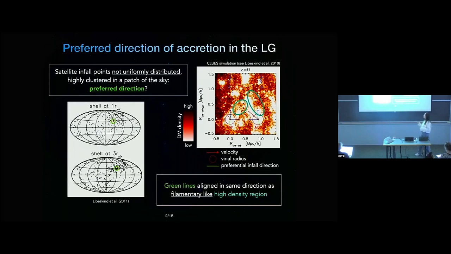And the second part is showing a density slice of a lambda simulation of the CLUES collaboration. I just want you to pay attention here to the green line for both M31 and the Milky Way. The green line corresponds to the direction of those circles in the sky maps. And we notice that they are pointing towards this white filamentary-like high density region.